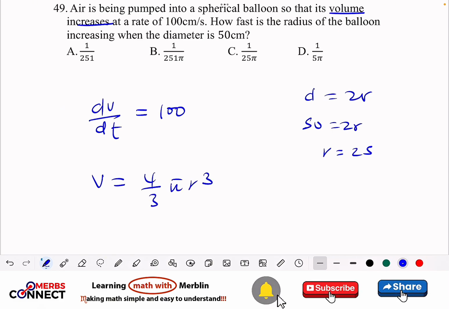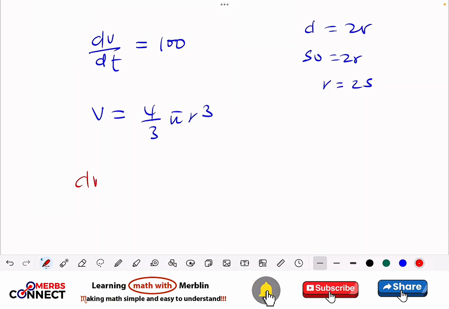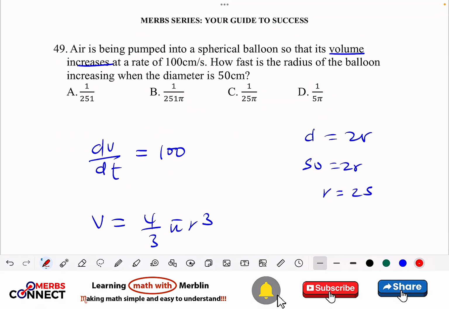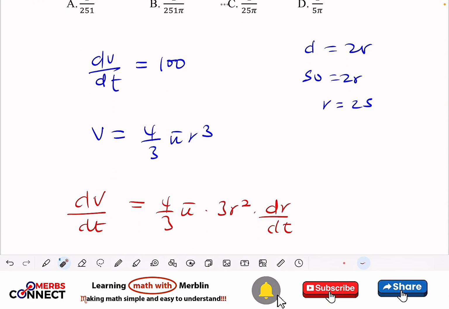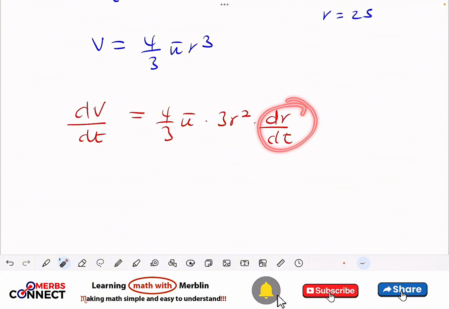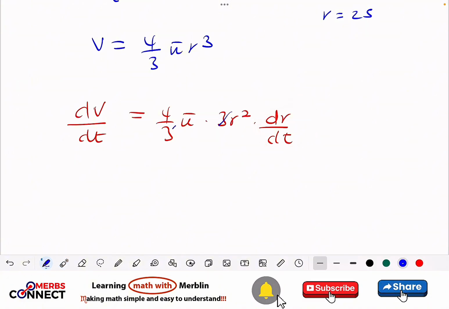So now we need to differentiate this with respect to time. So let's do that. dV over dt is equal to 4/3 pi. Then we differentiate r with respect to t. So this is going to be 3r squared times dr over dt. What we are looking for is how fast the radius is increasing, so we are looking for dr over dt. We are looking for this guy here. So now this will cancel this, and I'm going to have 4 pi r squared dr over dt.